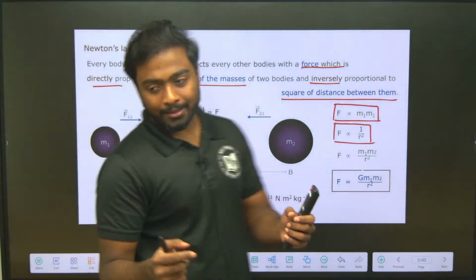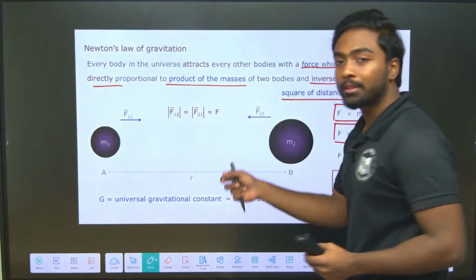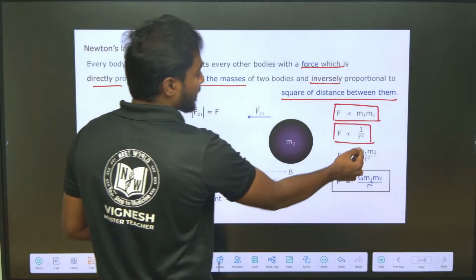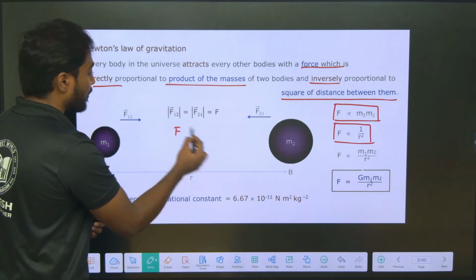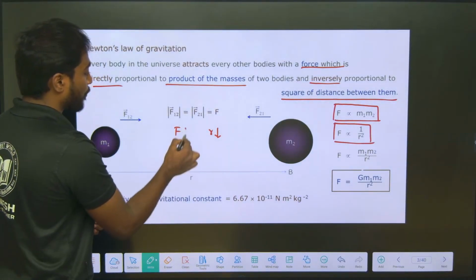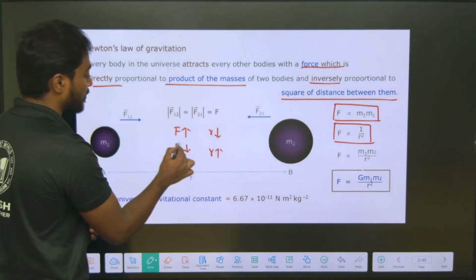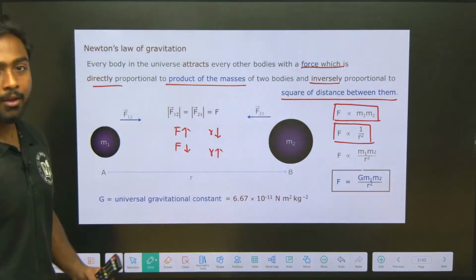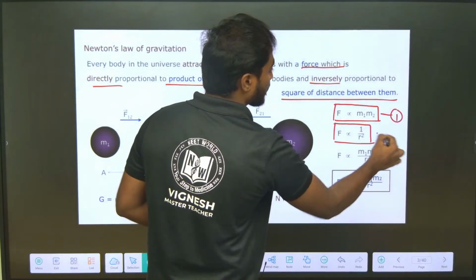Suppose I take the two objects at a long distance, the force between them will decrease, because force and distance are inversely proportional. So if r decreases, force increases. If r increases, force decreases. So this is the relation between force and the distance between the objects. This is my equation 1 and this is my equation 2.